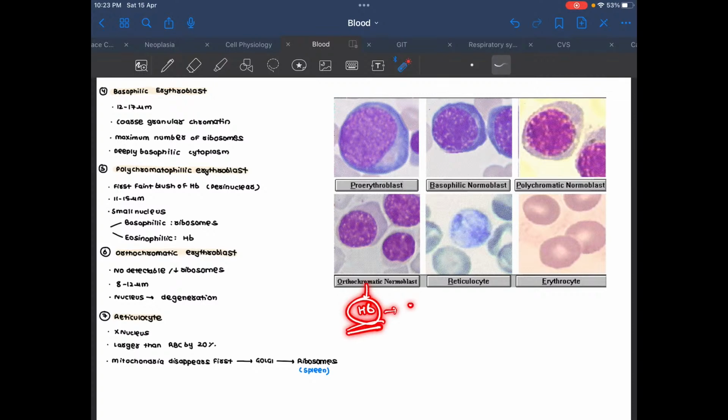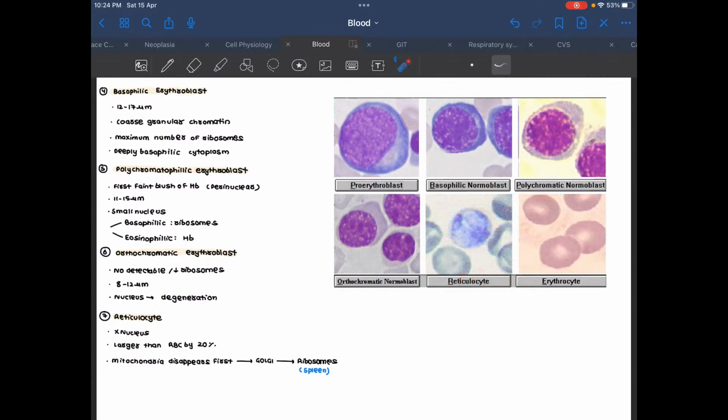So it is not going to stay in basophilic, and it's going to stay in eosinophilic. In this stage, the nucleus is starting to undergo degeneration. And what is the next stage? The next stage is the reticulocyte. As you can see, reticulocyte means there is no nucleus. It is larger than the RBC by 20%.